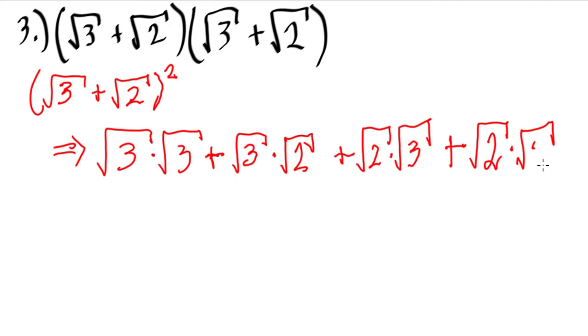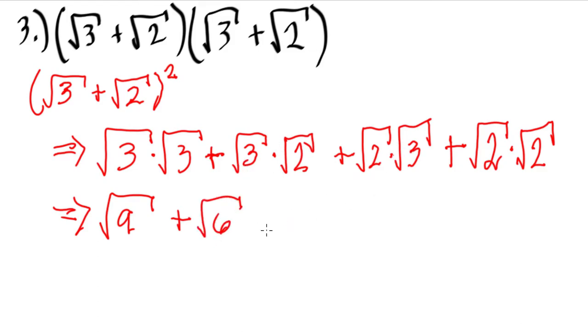Now by our law, since they have the same index, we can just multiply the radicands. They all are under the square root, right? Or the second root. So we have here 3 times 3 is 9, plus 3 times 2 is square root of 6. Here another square root of 6, because 2 times 3 is also 6. And then what we have here is plus square root of 4.